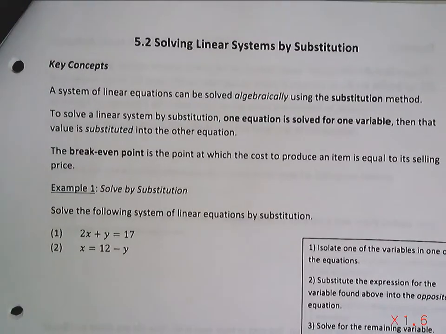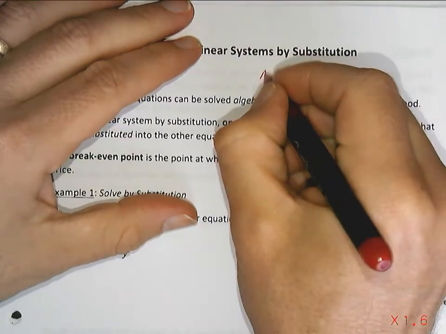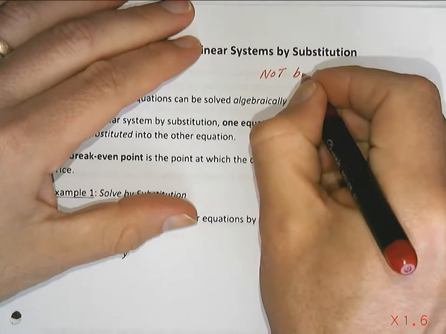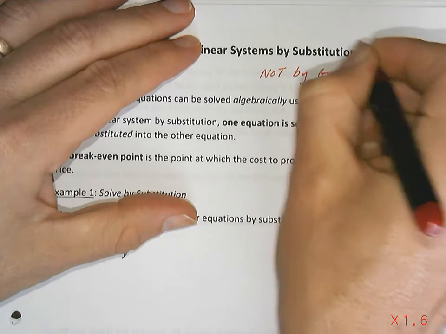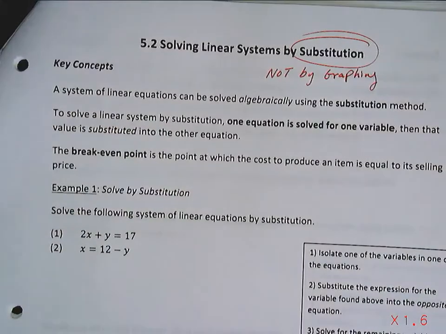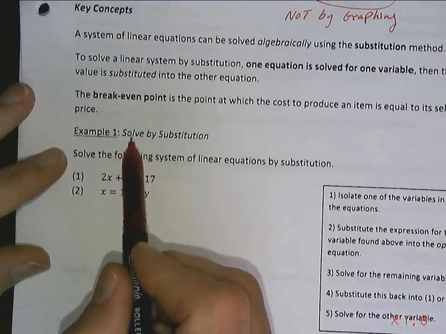Okay, now this is totally different. This is solving linear systems by substitution, not by graphing. So we're not going to be graphing anymore. Not by graphing. We're going to be doing it using the method of substitution, something brand new. So, let's take a look at an example.